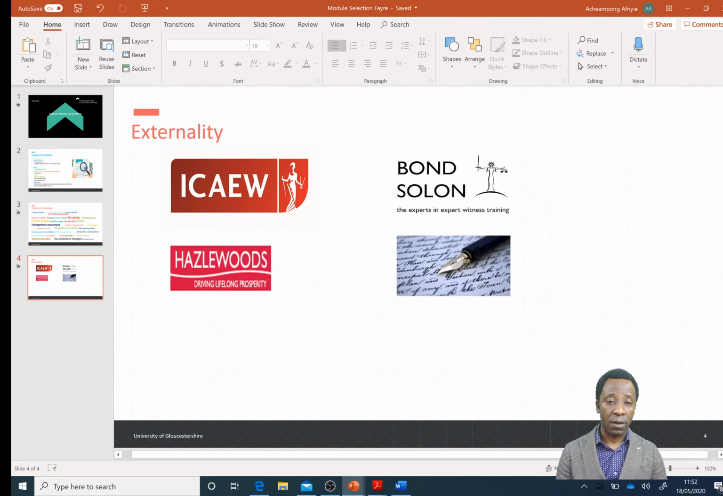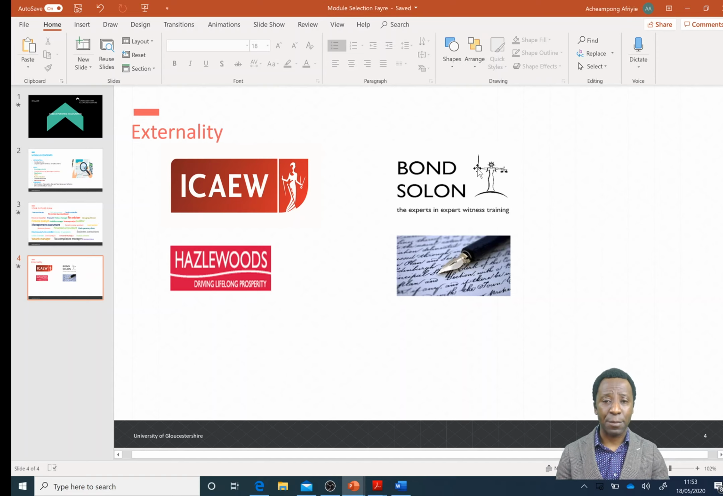We have external inputs. Please remember that forensic accounting is a requirement if you want full exemptions for the ICAEW exemptions. So 5015 is a must if you want the exemption from the ICAEW's law module. Every year we have external firms that come in to give guest lectures and more. So the topic about matrimonial disputes will be delivered by a forensic accountant who is a director, a partner at Hazelwoods. So she comes in, delivers a lecture and a seminar, and she brings a real case to really show you how she goes about doing forensic accounting in real life.